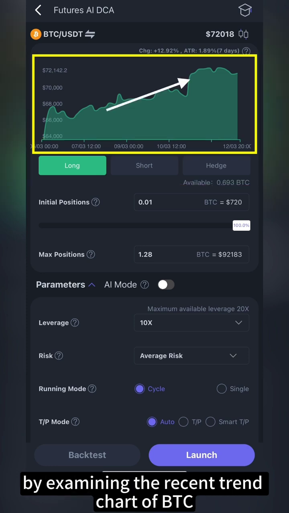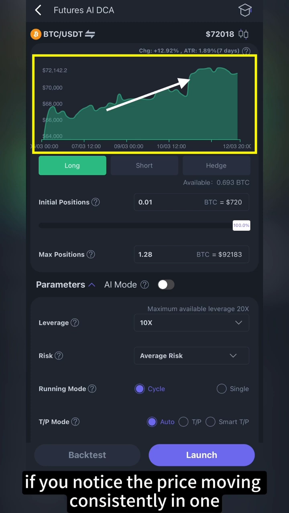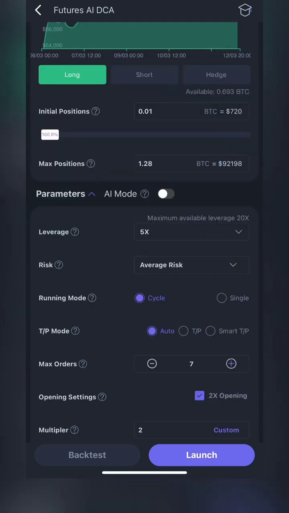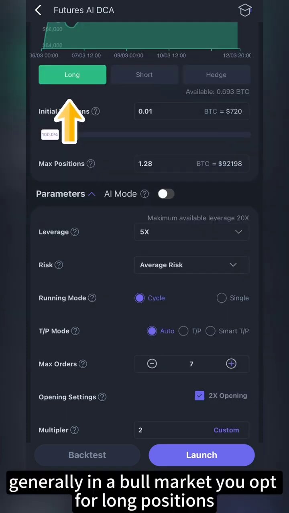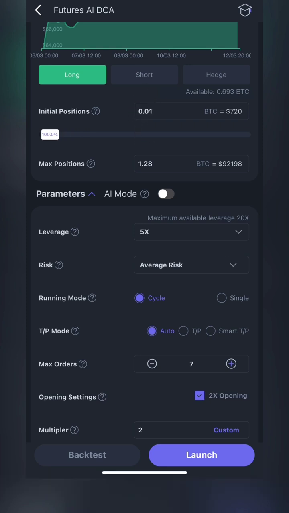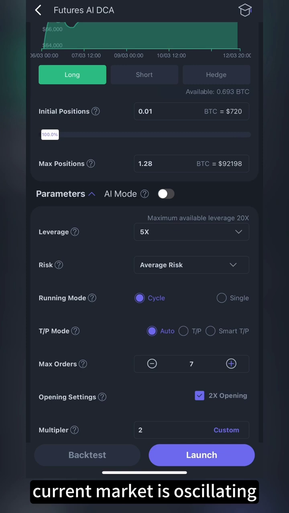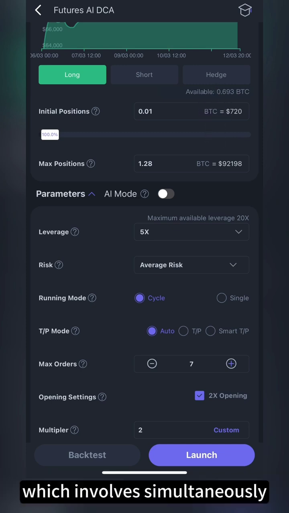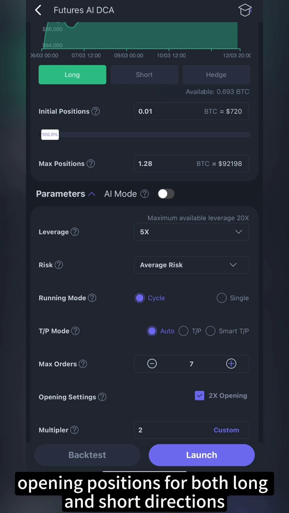By examining the recent trend chart of BTC, if you notice the price moving consistently in one direction, it's advisable to determine the position direction as long. Generally, in a bull market, you opt for long positions, while in a bear market, you choose short positions. When you're relatively confident that the current market is oscillating, you can opt for a hedging mode for double profits, which involves simultaneously opening positions for both long and short directions.